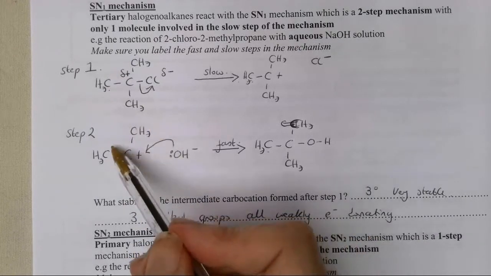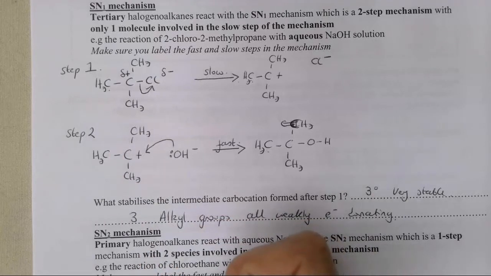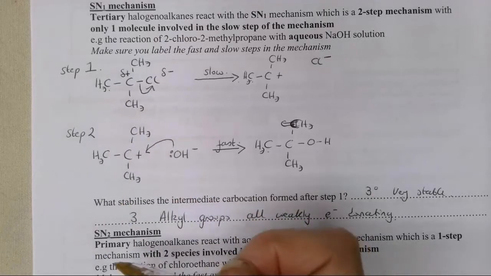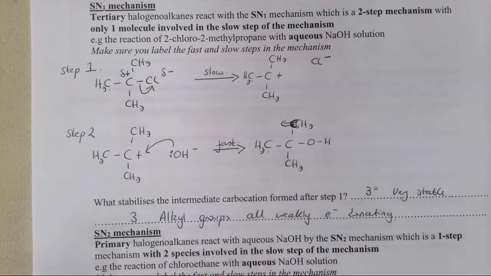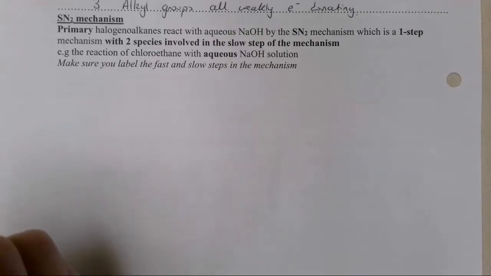It's still not as stable as the whole molecule, but it's very stable compared to the other carbocations. Okay, so now we're going to look at the Sn2 mechanism, which is for primary halogenoalkanes.